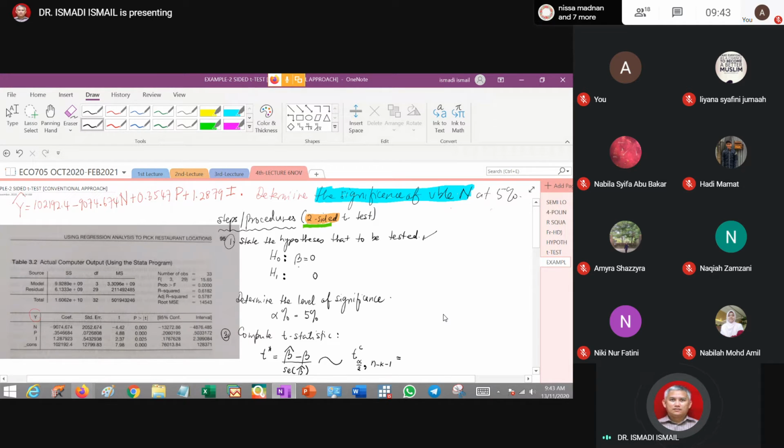So null hypothesis, H0: beta, we test on variable n, beta subscript n equals 0. And the alternative hypothesis, H1: beta subscript n not equal to 0. So done for the first step.